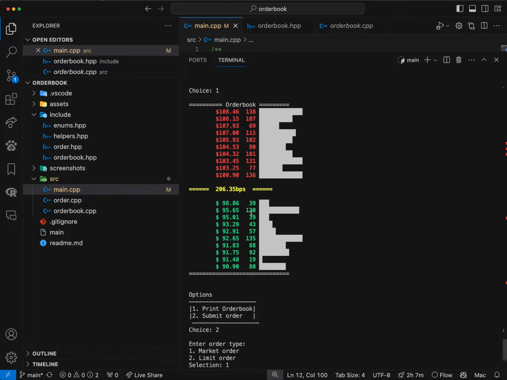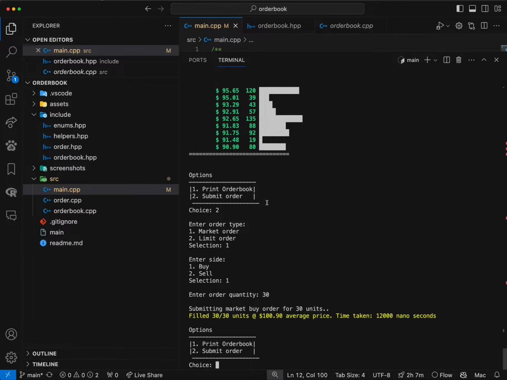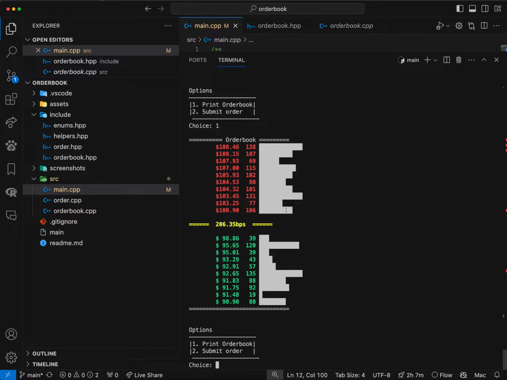Now, what do we expect to see? We bought 30 with a market order, so it will transact at this price level. It's the best one. And we expect the quantity to go down by 30. Now, let's see if that's what we observe. It is. The quantity went down to 106, which is fantastic. So the order got executed, we got matched.